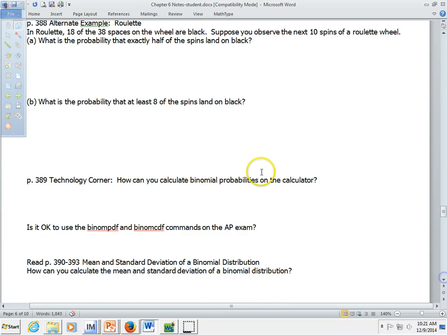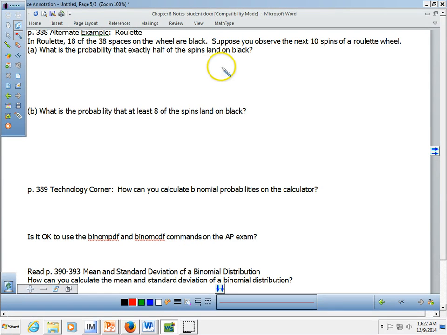In roulette, 18 of the 38 spaces on a wheel are black. Suppose you observe the next 10 spins of a roulette wheel. What's the probability that exactly half of the spins land on black? Well, you want to check your bins, binary. 2 possible outcomes. Either it's going to land on black or it's not, right?